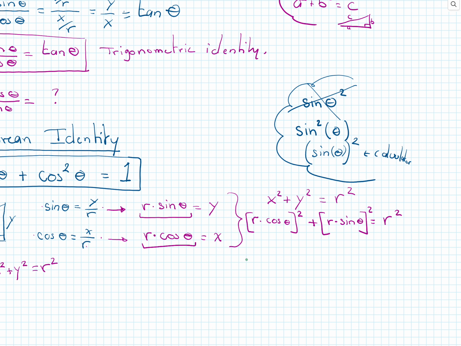So r times cosine theta quantity squared is just going to be r squared times cosine squared theta, and remember your notation. And then r sine theta quantity squared will be r squared times sine squared theta. And that's equal to my r squared still. And now I'm looking at that, and I have an r squared here and an r squared here, so I can factor it out. So r squared, factor it out, leaves me with cosine squared theta plus sine squared theta.